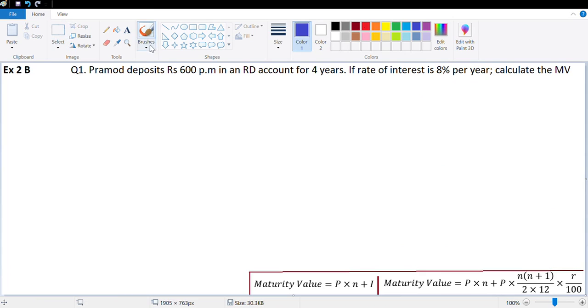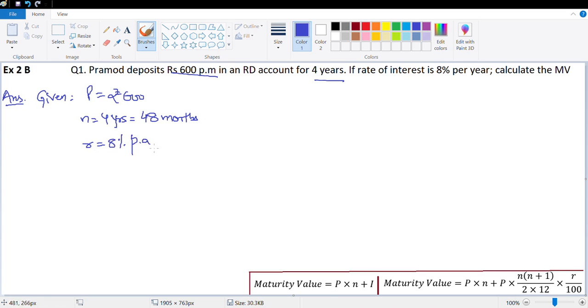So I am on question number 1. It says Promode deposits rupees 600 per month. So what is given is P is equal to rupees 600 per month in an RD account for 4 years. So N is equal to 4 years, which is 4 into 12, that's 48 months. Rate of interest is given as 8% per annum. We need to calculate the maturity value.